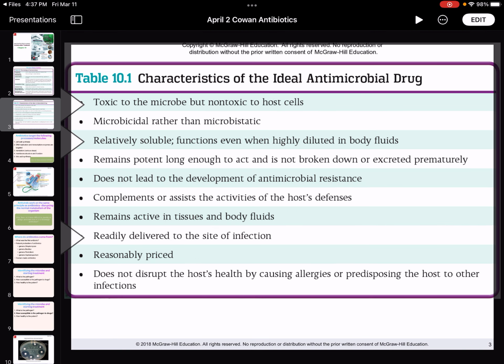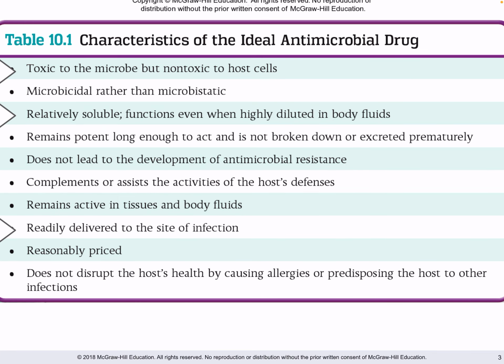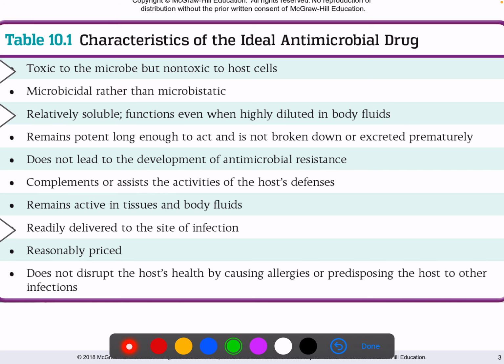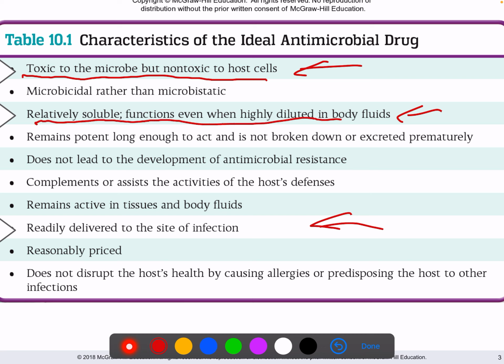And there are several categories shown here. Now this is not from your textbook, but this is a nice summary chart, which is why I'm including it. And these are the characteristics of the ideal antimicrobial drug. And in particular, I've highlighted 3 of them here. And the 3 that are most important are that it's toxic to the microbe, but non-toxic to host cells, that it's relatively soluble, and that it's readily delivered.